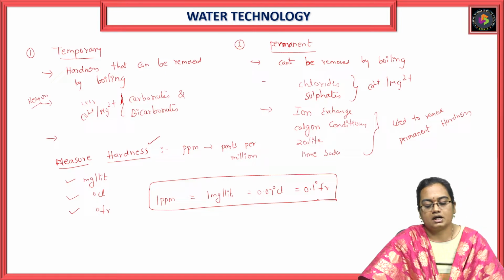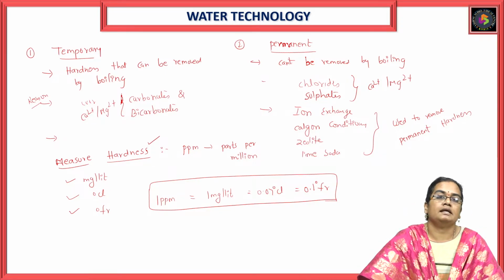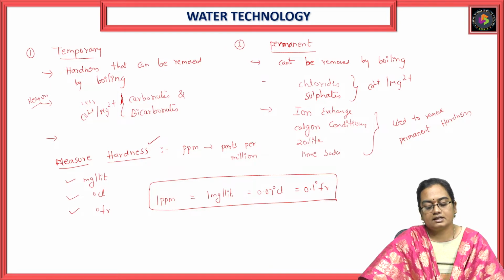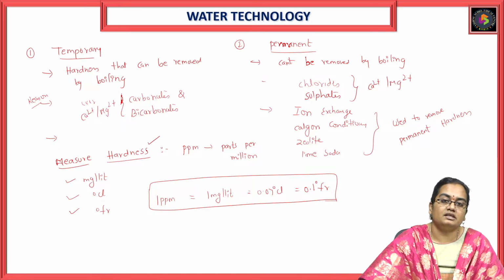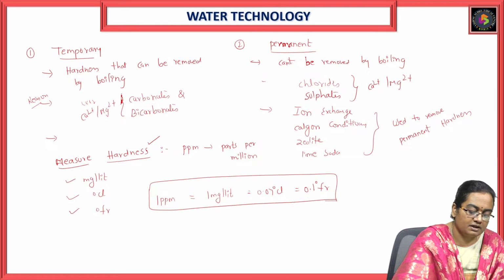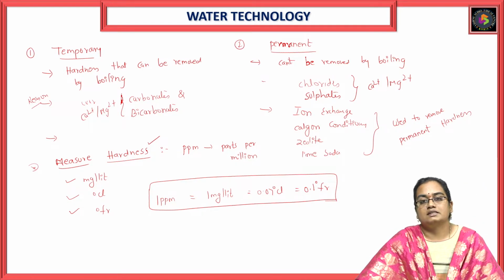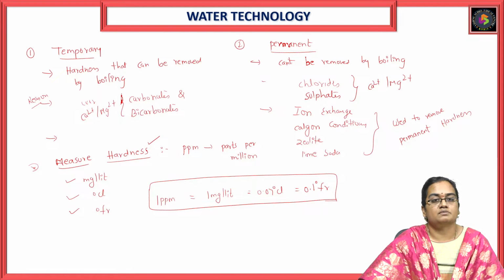So to measure hardness we use ppm, milligram per liter, degree Clark and degree French. The relation is 1 ppm equals 1 milligram per liter, which equals 0.07 degree Clark, which equals 0.1 degree French. This is a very important topic for your 2 marks question, and it is important for doing problems also.